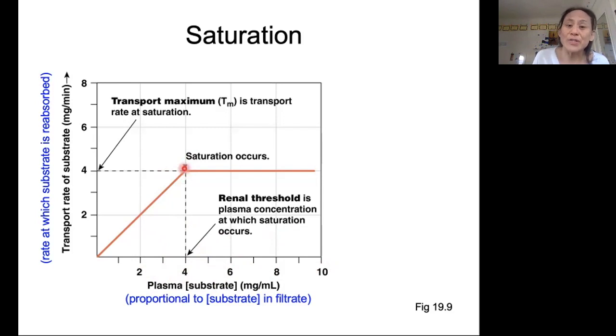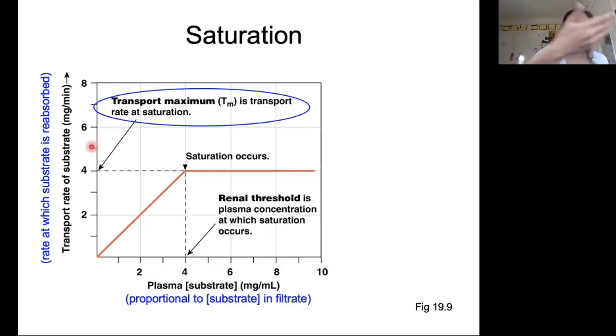We have a couple terms here. Okay, so the maximum rate at which we can reabsorb a molecule is called the transport maximum, or T sub m. Okay, so that's the rate at which we can transport when we are saturated. The other term we have here is the renal threshold, which is the plasma concentration of the substrate at which that saturation occurs, okay?